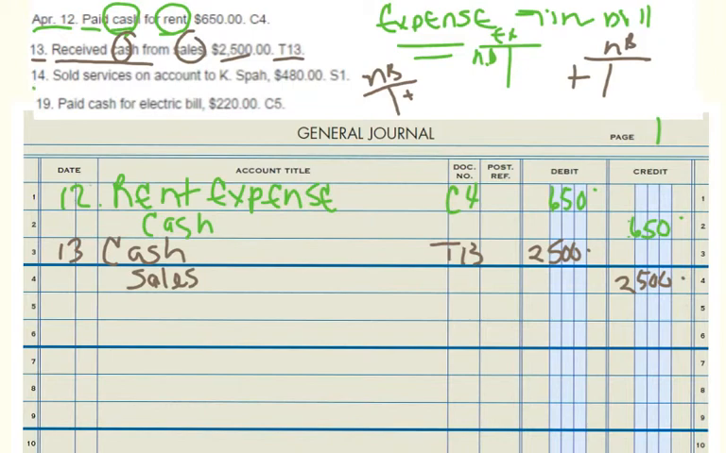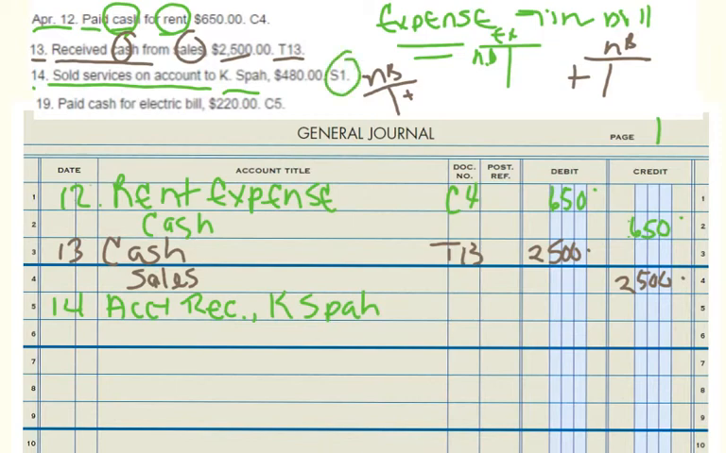The next transaction was on the 14th. We sold services on account, so we made more sales, that's good, to this person. So when we extend credit, what is the account that's debited? Yes, you got it. Accounts receivable, because we're going to get it in. And we write their name so we know that they are the people that owe us the money. And they owe us, according to sales invoice number 1, $480.